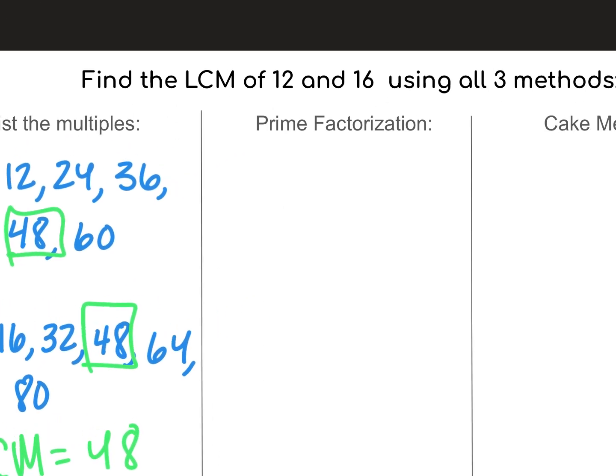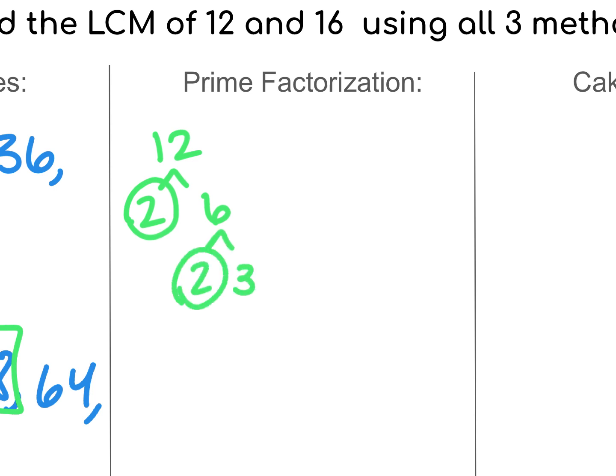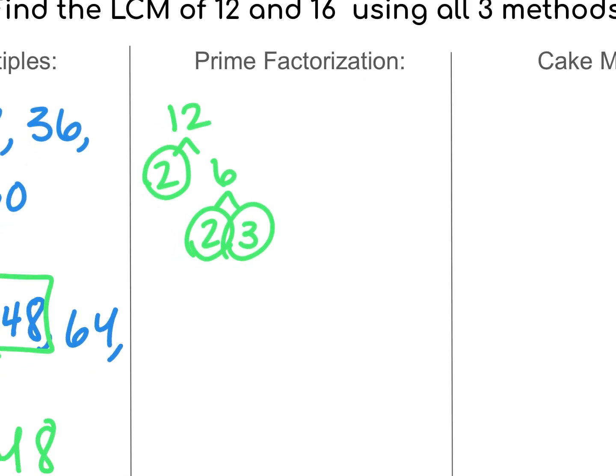So now let's try that with the prime factorization method. So those factor trees. Starting with 12, I know that 2 times 6 is 12. You could also start with 3 and 4. 6 can be split into 2 and 3. And then again, I'm going to write this in exponential form. So 2 squared times 3.